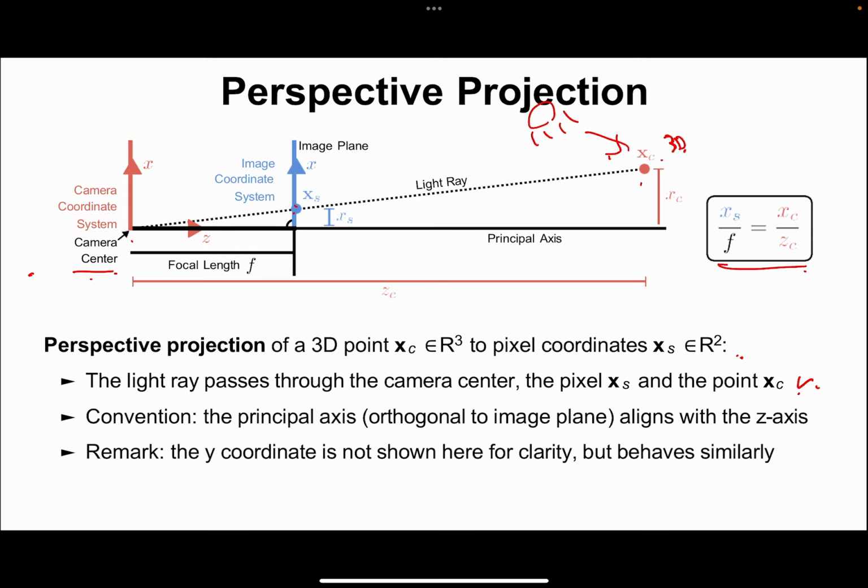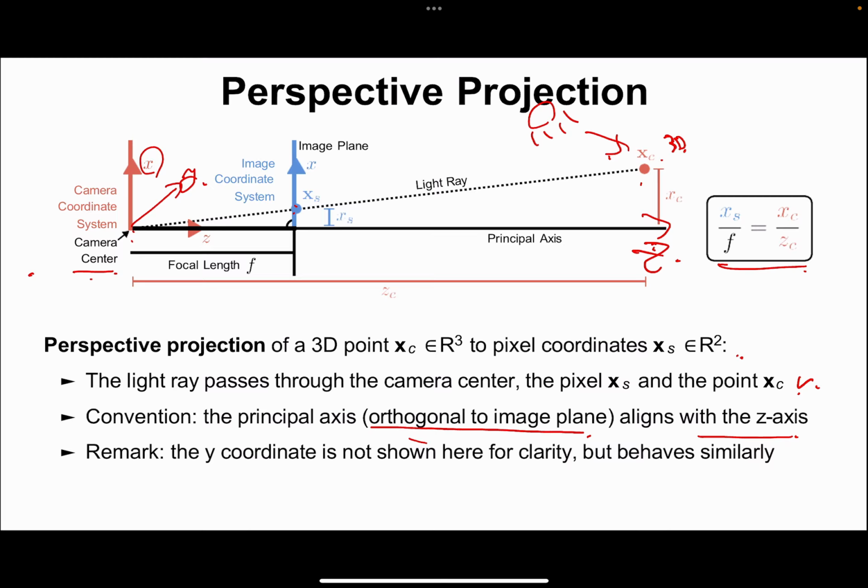Convention: the principal axis, orthogonal to the image plane, aligns with the z-axis. There can be many variants, but the convention is that the axis orthogonal to the image plane aligns with the z-axis. That is, we could use the y-axis or x-axis, but the convention is that we use this one as the z-axis. And this one is x, and here maybe the y coordinate. It only shows x and z, the relationship between x and z, but the y coordinate will behave similarly.